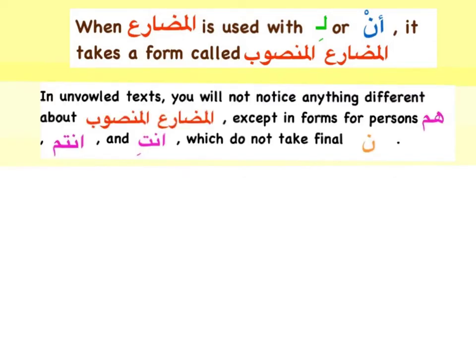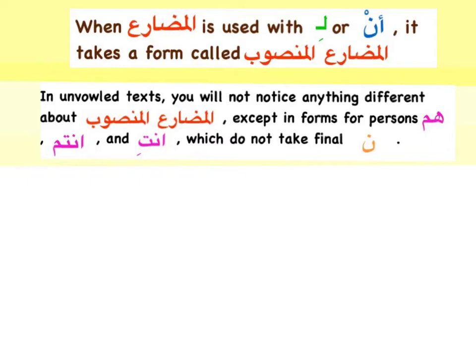So in an unvoweled text, you will not notice anything different about Modaria mansoub. Why is that, you might ask? Well, you shouldn't ask this, but Modaria mansoub usually has a fatha in the end. If it's an unvoweled text, you won't have the fatha, so duh. Except in forms for persons like hum, antum, and anti, which do not take final n.